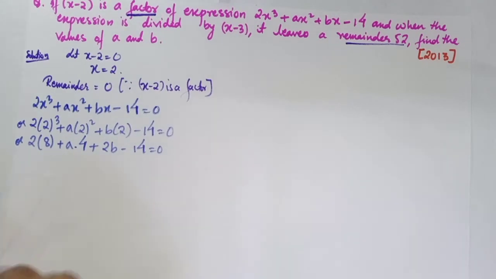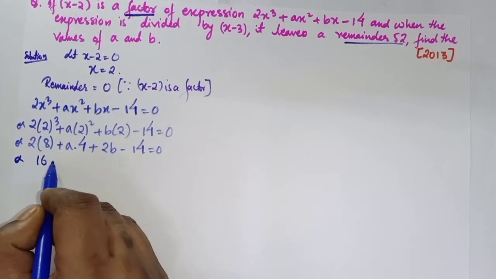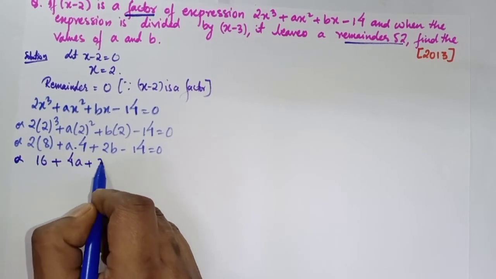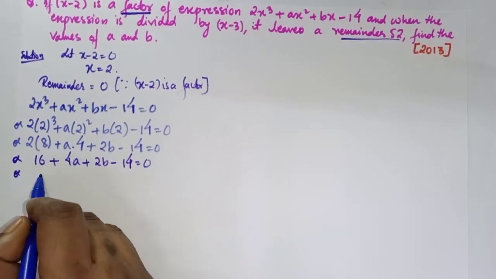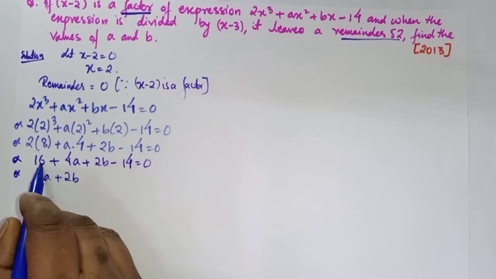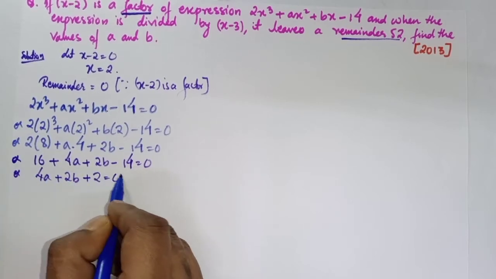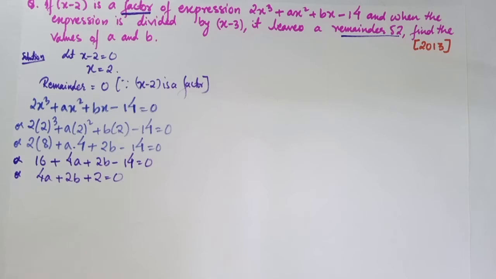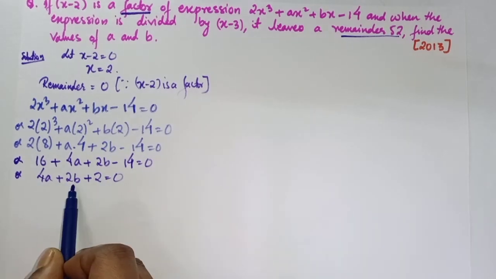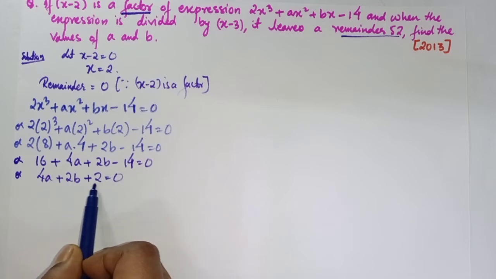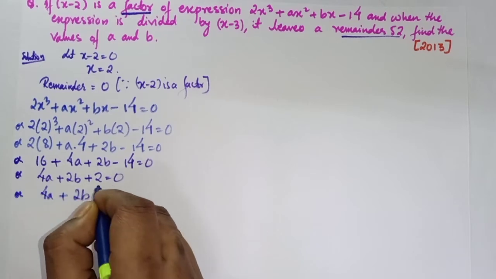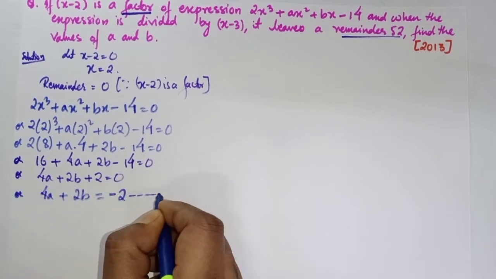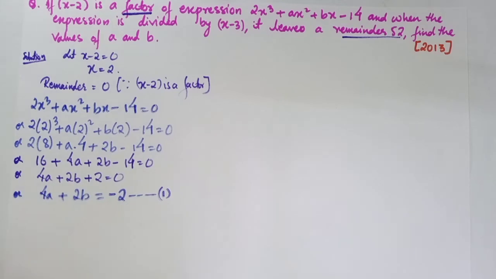So now what can I do here? 2 eights are 16, plus 4a plus 2b minus 14 equals 0. Now 16 minus 14 will be 2, so 4a plus 2b plus 2 equals 0. You have done in class 9 the standard form of simultaneous linear equations in the elimination method. On the left-hand side there have to be variables, on the right-hand side there have to be numbers. So this plus 2 I'll take to the other side, and it will be 4a plus 2b equals minus 2. So this is my equation 1.